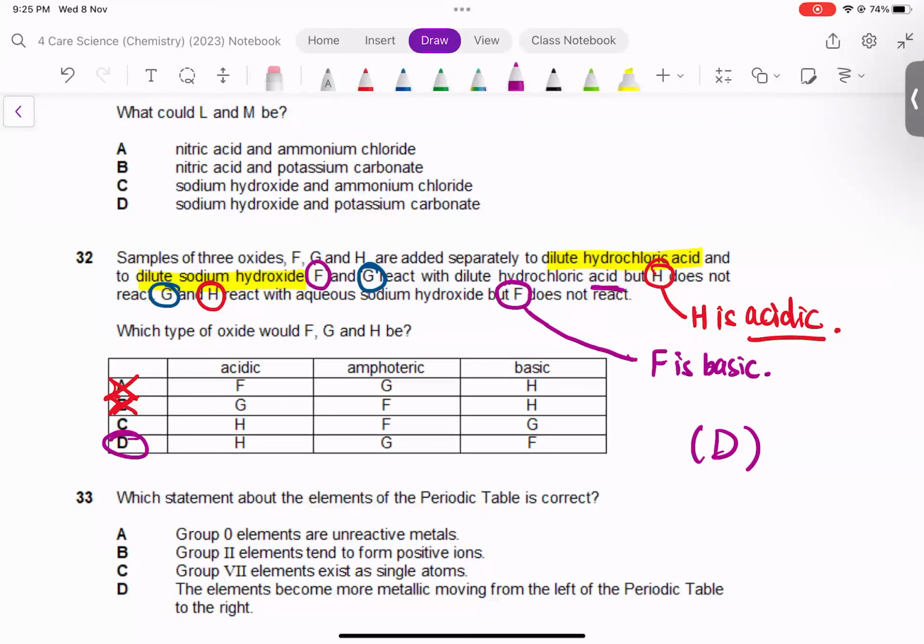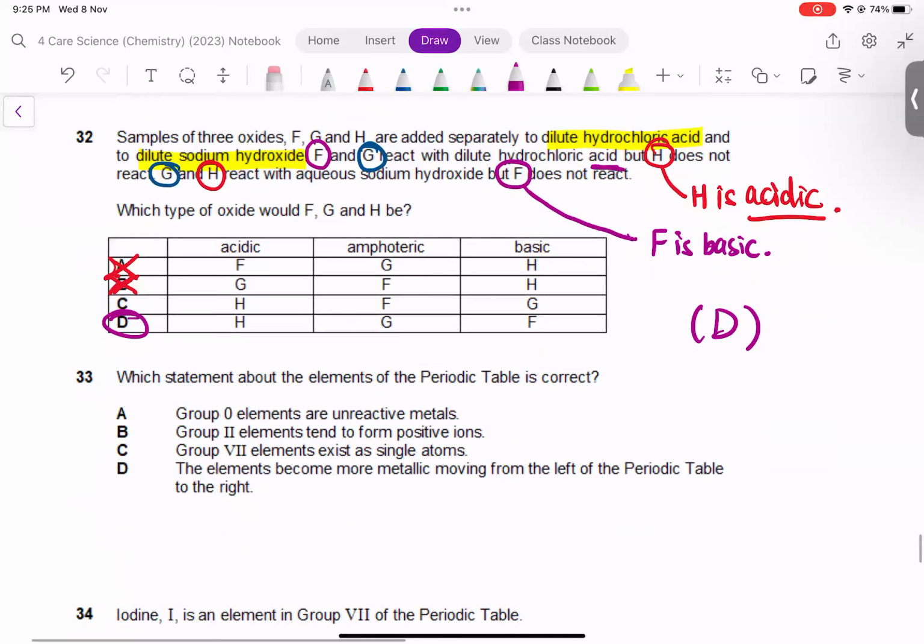Okay? And the same is true for question 33. Question 33, I'm sure you will agree with me, is relatively straightforward and easy. The answer is B. Okay? But you need to read every sentence carefully. Firstly, you want the correct statement. So A, group 0 elements are unreactive metals. What's so wrong about this? It's wrong, but why? Which word makes it wrong?